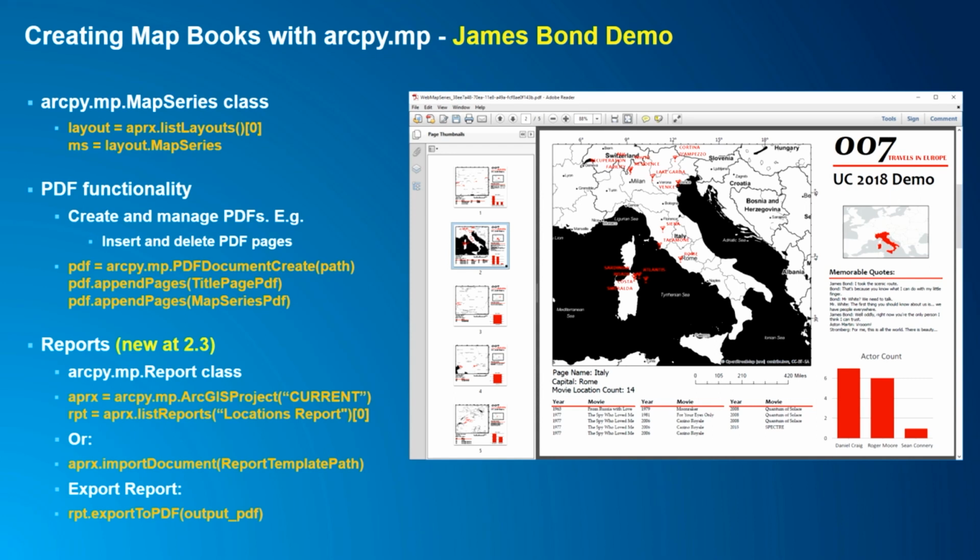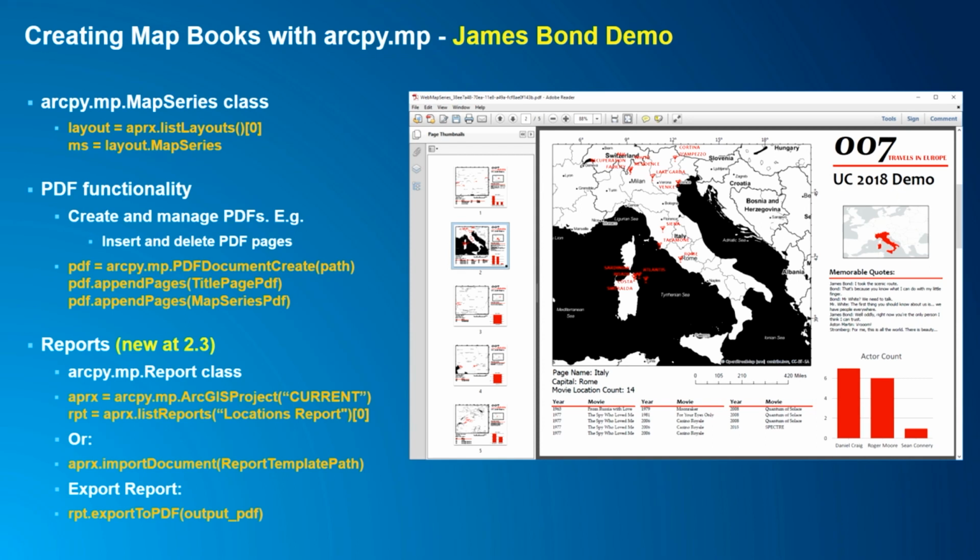And the map series class exposes some of the properties of the map series that you have authored in your project, as well as the ability to export the map series to PDF. You can see a little snippet of how to access the map series on the slide here. And since Pro supports multiple layouts, each layout could have its own independent map series. And ArcPy.MP also has PDF functions to create and manage PDFs. So to make your map series a true mapbook, you could add stuff like a title page at the beginning or a report at the end.